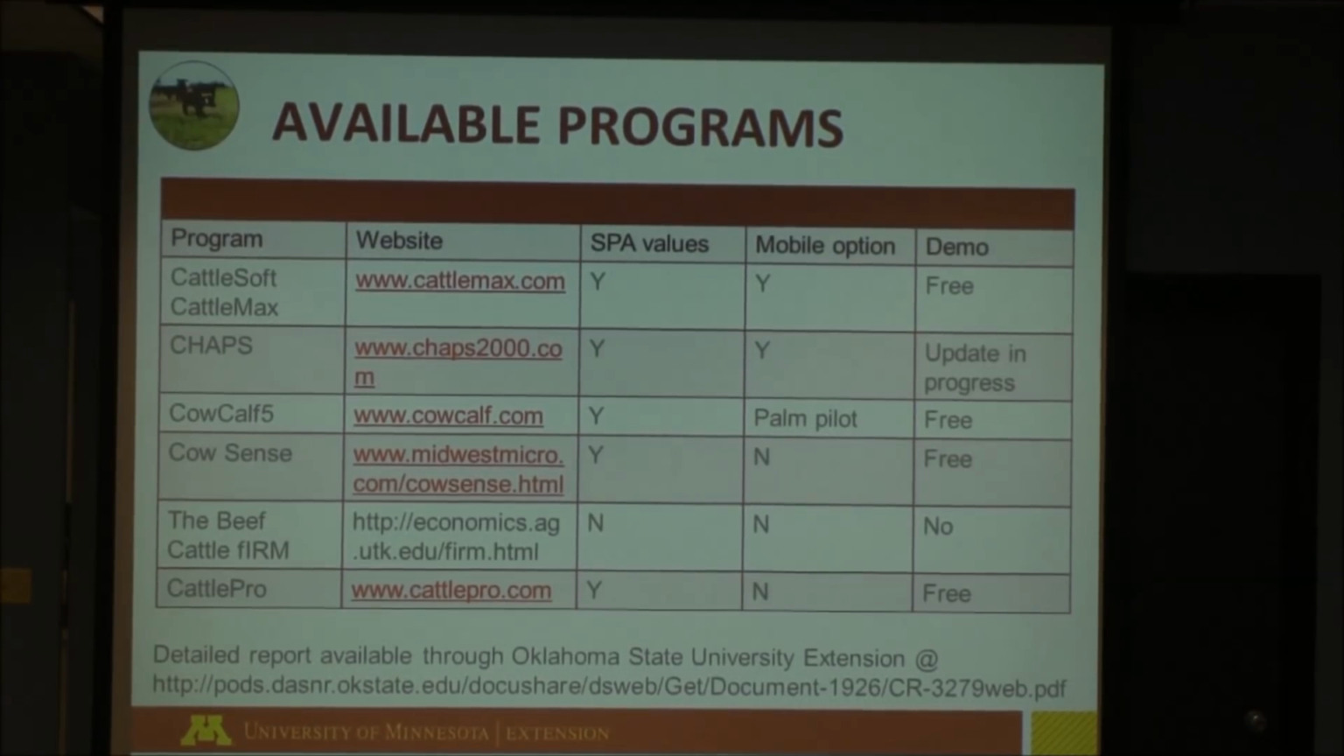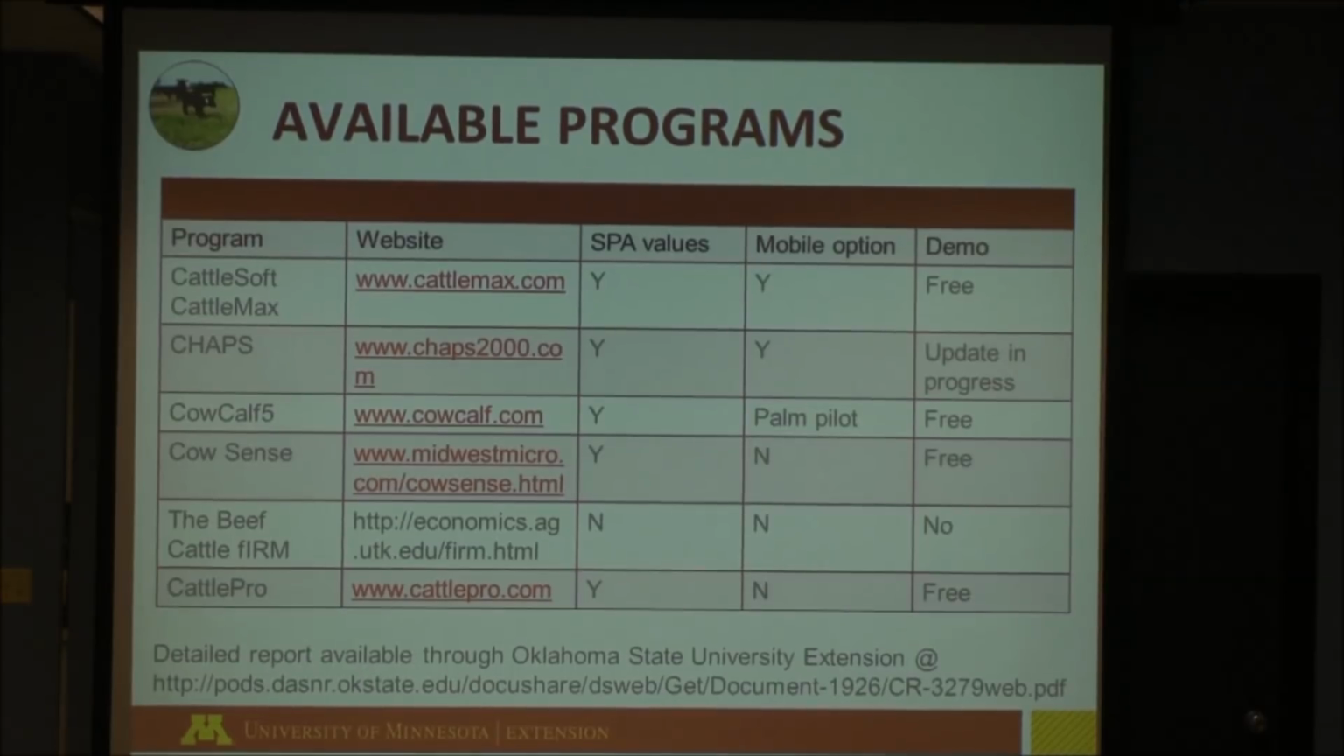Two pretty popular ones are CattleMax. I've used that one. And then CHAPS, that one out of North Dakota State. Whole bunch of other ones. And Oklahoma State University Extension actually maintains a document that goes into insane amounts of detail about what all these different programs do, what you can record with them, what sort of analyses they run for you. One thing I like about CattleMax, and other ones do this as well, you input all your records and you click a button, it does a lot of these analyses I talked about for you and makes pretty graphs and that sort of thing.